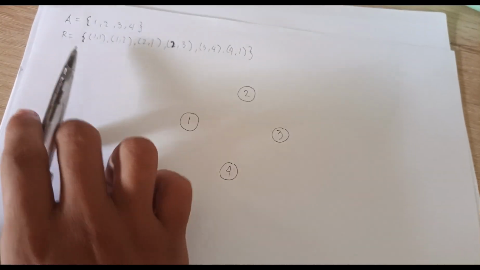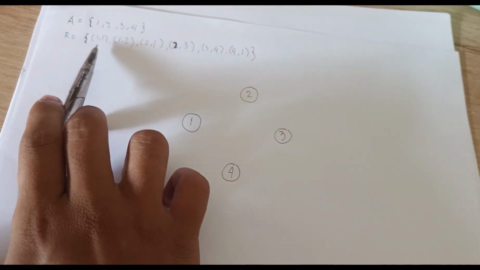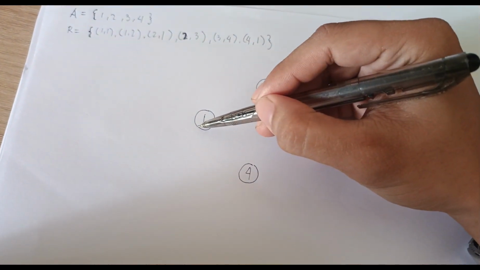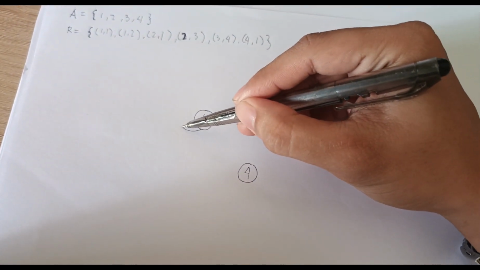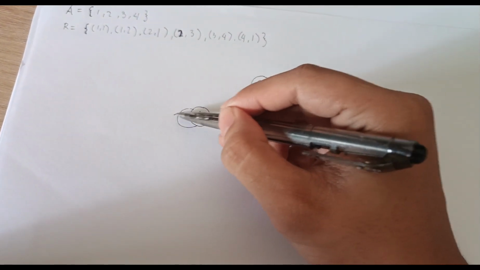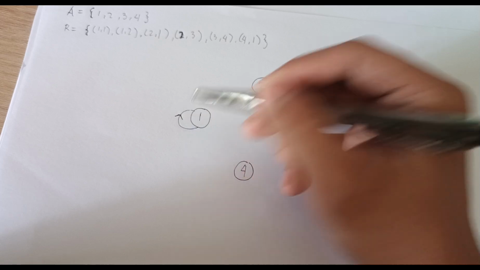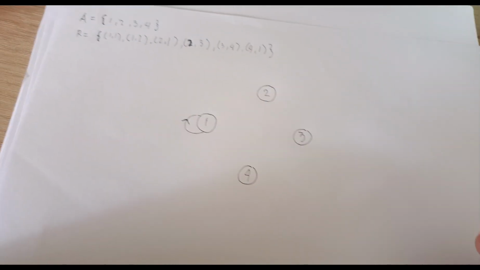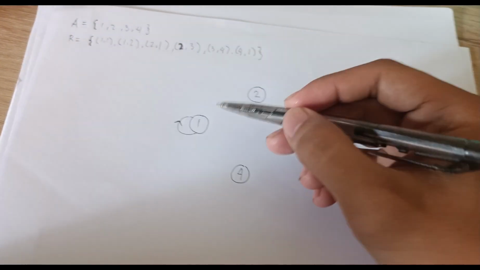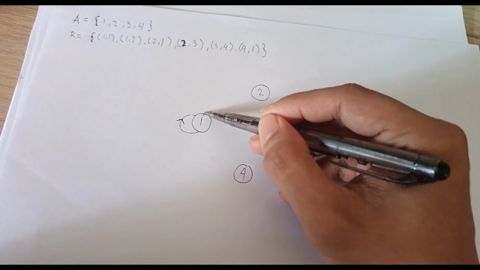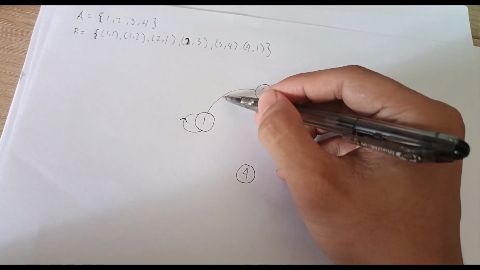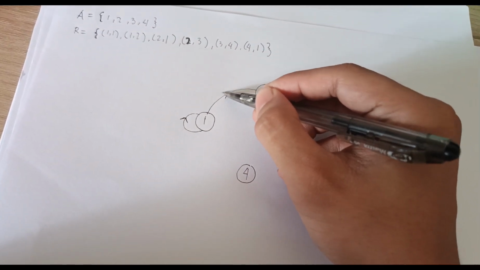Here, our relations: 1 is to 1, so we're going to make a loop here because it's 1 to 1. Next, 1 to 2. We're going to jump from 1 to 2 because 1 and 2 have a relation.